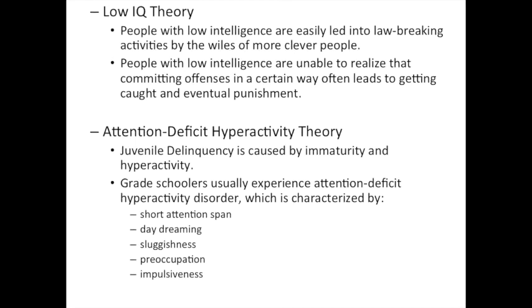So, juvenile delinquency is caused by immaturity and hyperactivity. Grade schoolers usually experience attention deficit hyperactivity disorder, which is characterized by short attention span, daydreaming, sluggishness, restlessness, preoccupation, where thoughts are always occupied, and impulsiveness.